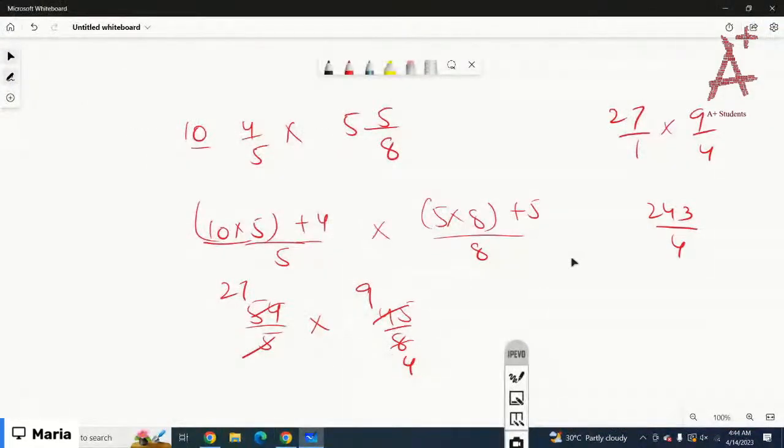Okay, you can just divide them. 4 times 6 is 24, and 4 times 0 is 0, so here you have 3. So the correct option is 60 whole 3 over 4. Got it? So let's just start with the practice questions.